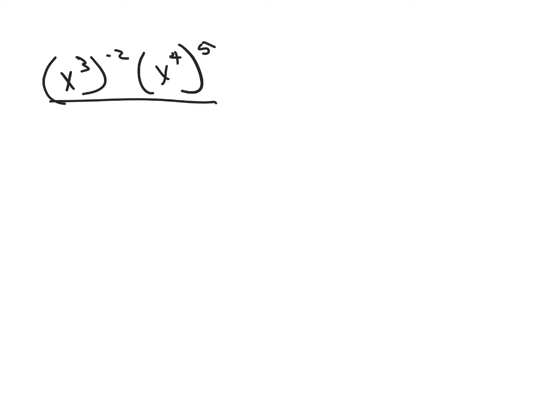All right, let's try a couple of examples. Top of page 49. Let's go ahead and try example number 12. We've got x cubed, and we're going to take that to the negative 2. And then we're going to take x to the 4th to the 5th power. And then we're going to put that over x to the negative 2 to the 7th power.